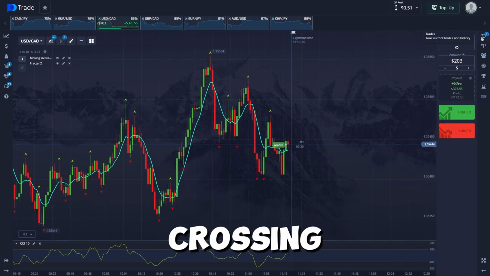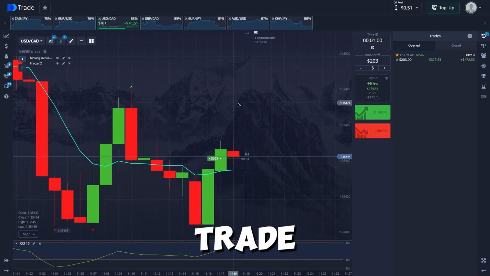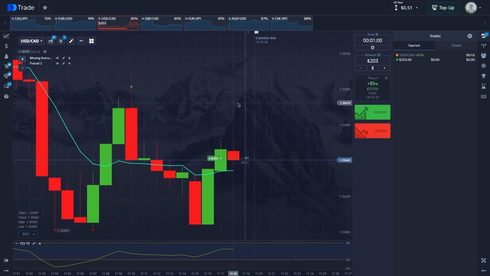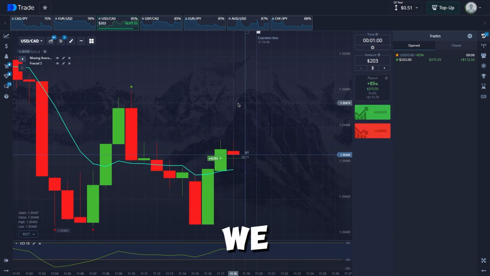Here we see a crossing of the moving average line from bottom to top. So when this happens, the trade should be opened on the upside. Let's watch the end of the trade. And the next trade again easily closes in plus. We have considered the entry of the trade on the rise.